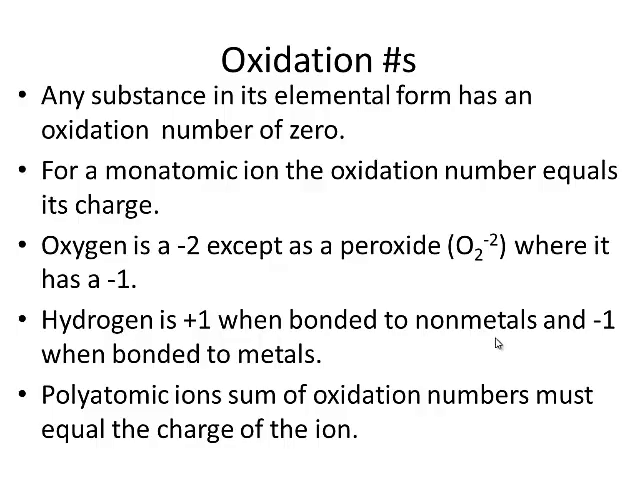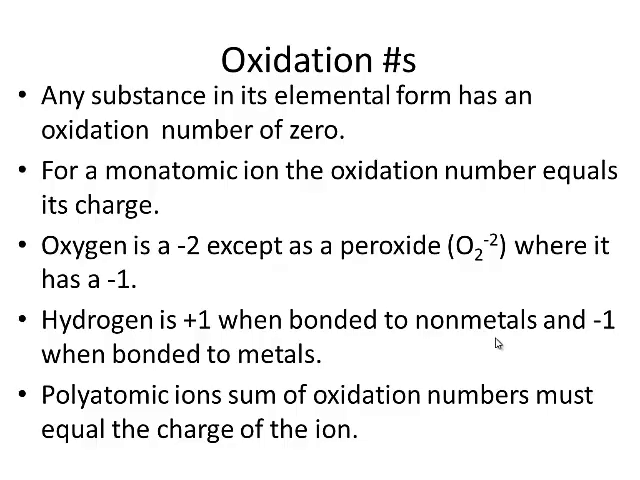What you need to know about how to assign oxidation numbers is any substance that's in its elemental form has an oxidation number of 0. For any monatomic ion, the oxidation number equals the charge that that ion has. Oxygen is always a -2, except when it's a peroxide, which isn't very common. And in that case, oxygen has an oxidation number of -1, since 2 of them have a -2 charge. Hydrogen is a +1 charge when bonded to nonmetals and a -1 charge when bonded to metals.